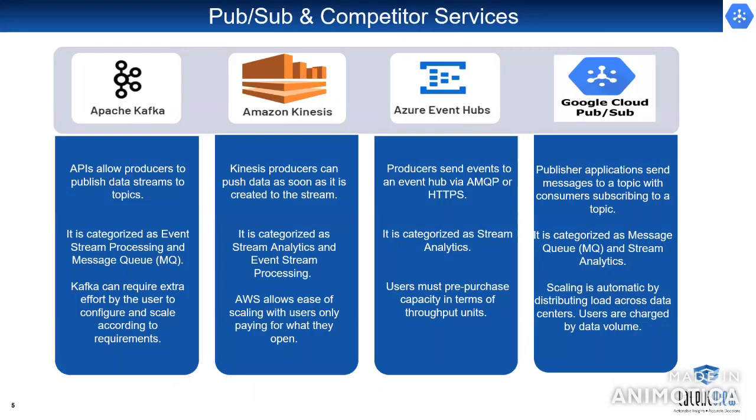Yeah, moving on. There are a few other messaging services which are similar to PubSub, like Apache Kafka, Amazon Kinesis, IBM MQ, Azure Event Hubs, and RabbitMQ, etc. So this slide basically gives a better overview of what each service does and a few important features of each service. So first one is Apache Kafka.